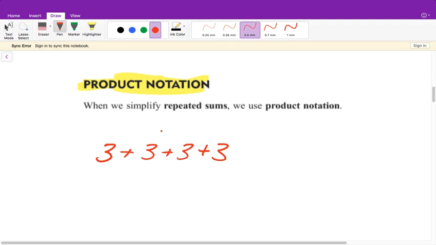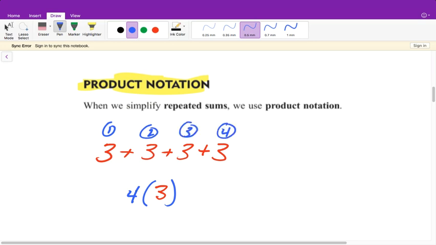So what we can do then is whenever we're adding the same number together, so whenever we're adding 3 together, however many times we're adding it together, we can simply just multiply it. So we have 1, 2, 3, 4 threes. So we can rewrite 3 plus 3 plus 3 plus 3 as 4 times 3. And we do this by using the product notation where we are multiplying them together.